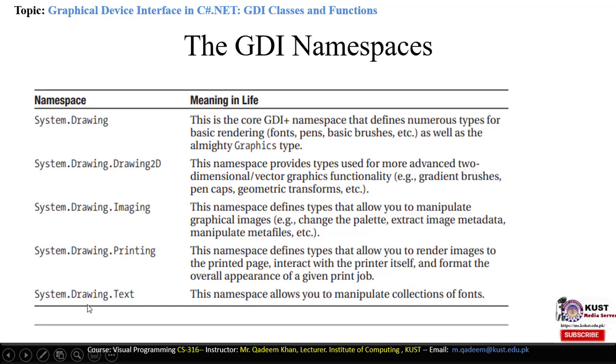The next important library is the system.drawing.text library. This library allows you to manipulate collections of fonts, and the fonts are in fact related with the text. So we can change the font of the text using system.drawing.text, and also we can draw different text as well.